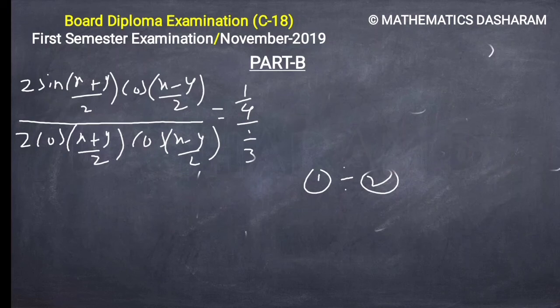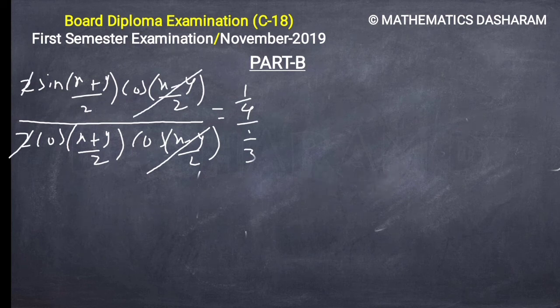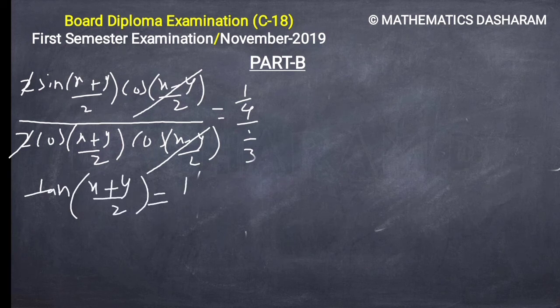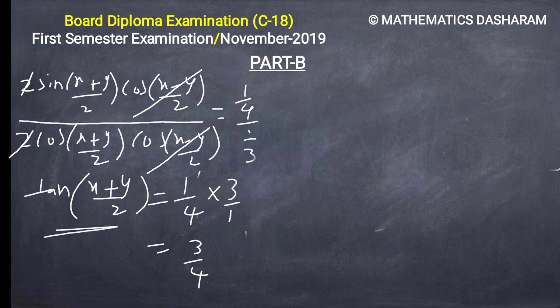Now cos (x minus y)/2 and cos (x minus y)/2 cancel. So sin (x plus y)/2 divided by cos (x plus y)/2 equals tan (x plus y)/2, which equals 1/4 into 3/1. So 1/4 into 3/1 is 3/4. So the tan (x plus y)/2 answer is 3/4.